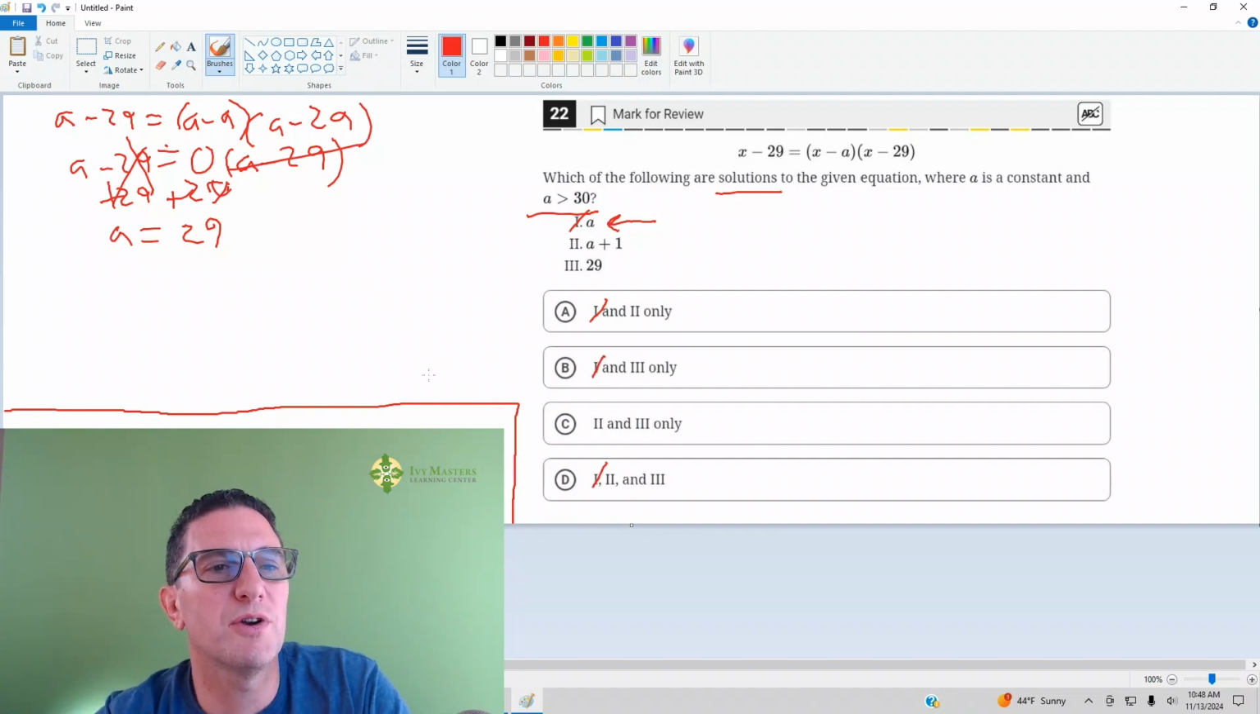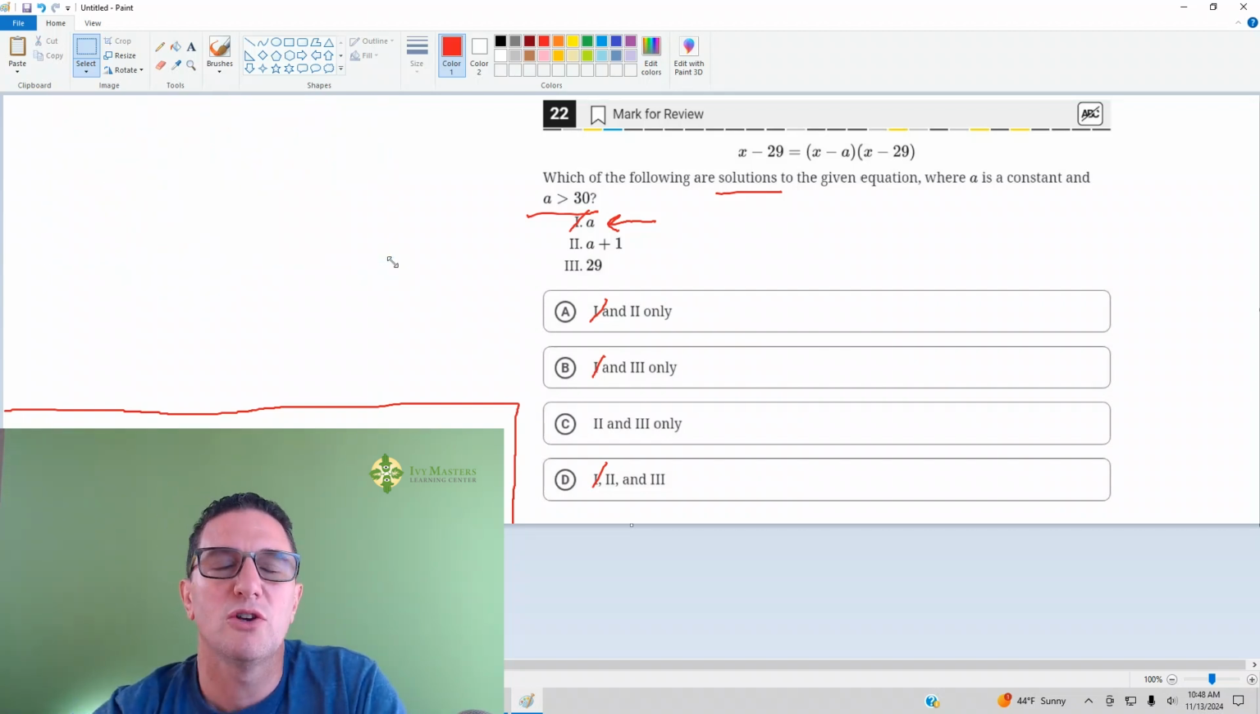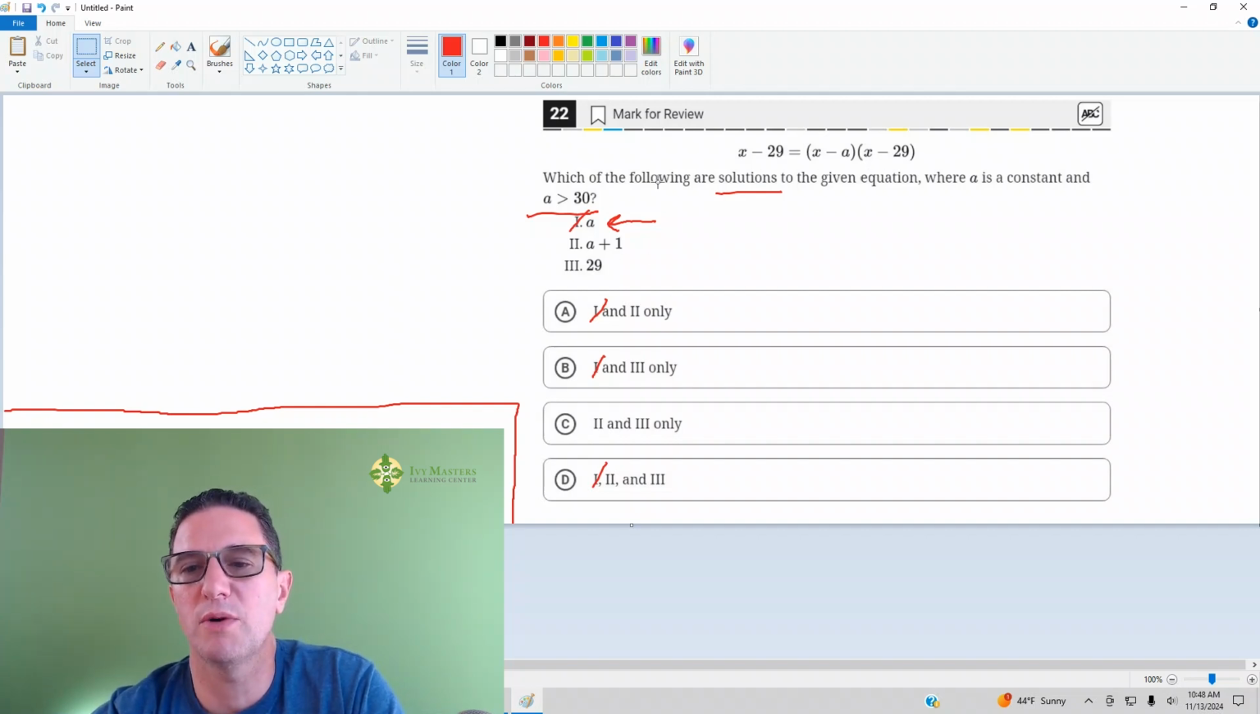Now, you couldn't have predicted that just testing one Roman numeral would get your answer. And for the sake of time, I'm not going to prove Roman numeral 2 and 3 true, but they are. You could try them out. You plug a plus 1 in for x, plug 29 in for x. If you just plug 29 in for x, you get 0 on both sides.